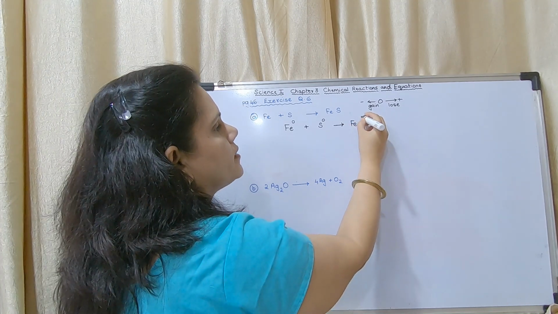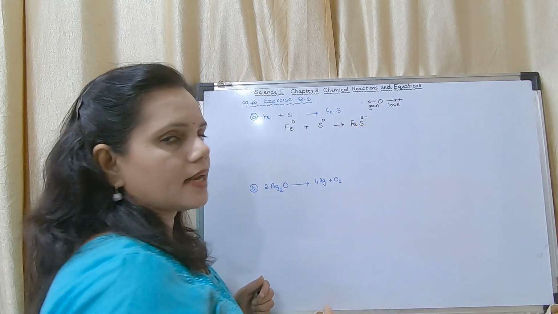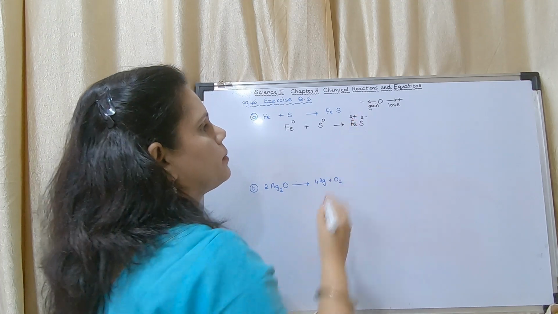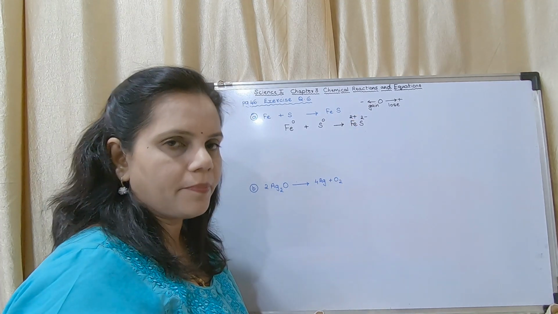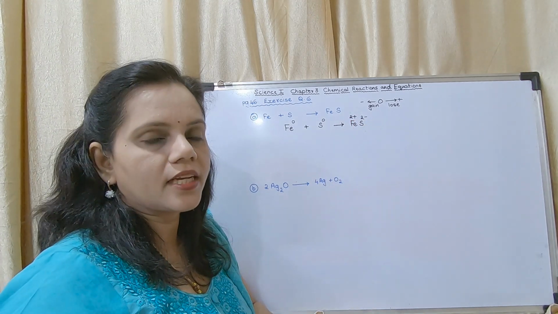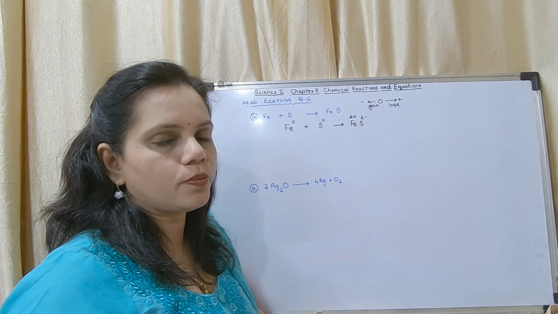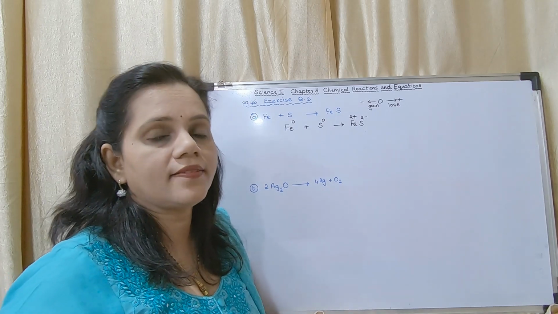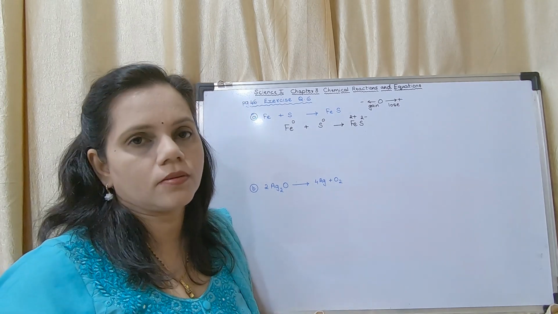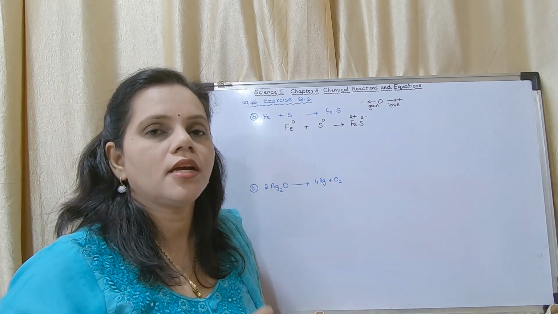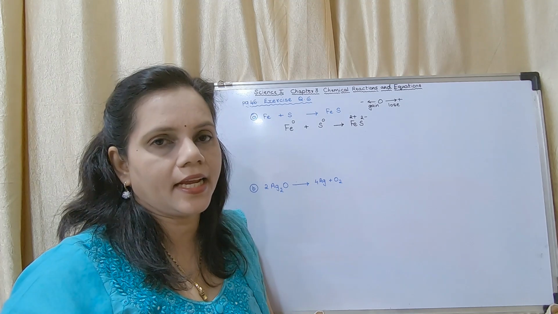As it has gained electrons, it will become 2 minus. As it has lost electrons, it will become 2 plus. Have you understood how I got this 2 minus and 2 plus? 2 minus because it has gained electrons, 2 plus because it has lost electrons. Now how will I come to know whether it has gained or lost electrons? Metals generally lose electrons, non-metals generally gain electrons.